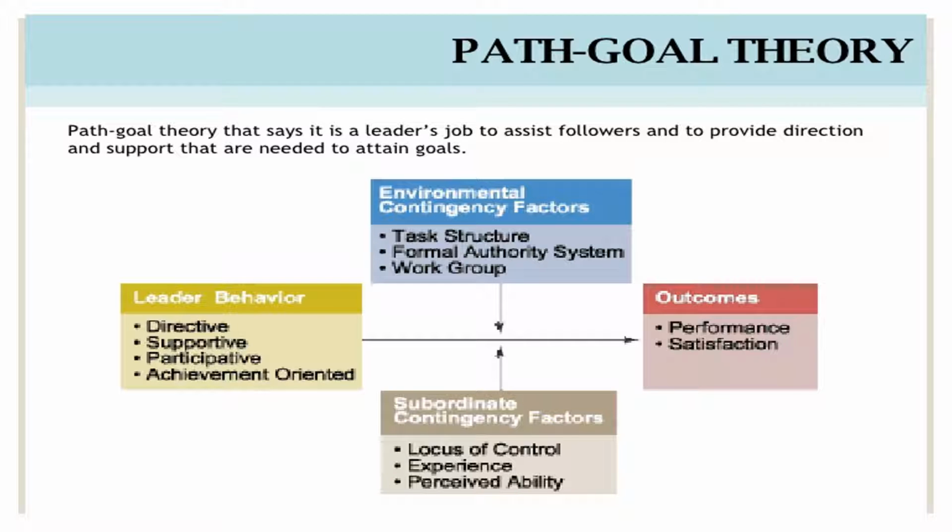And this one is just a graph that I found that I really liked, and it talks about the path goal theory, which says it's a leader's job to assist the followers and to provide the direction and support that they need to attain goals. I use graphs like this when I'm teaching, especially when I teach cardiology. It just kind of shows how things work. So this is something I would use for my visual learners, and if you're a visual learner, I hope this will help with that.